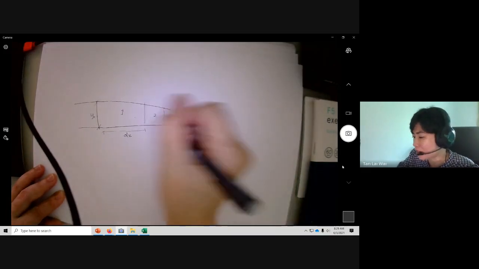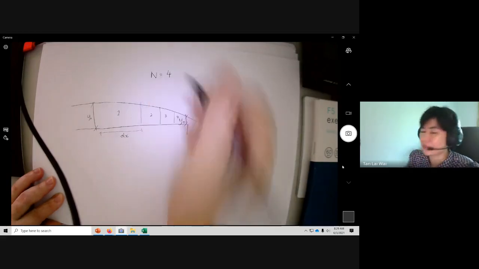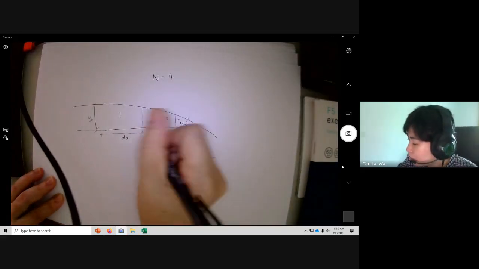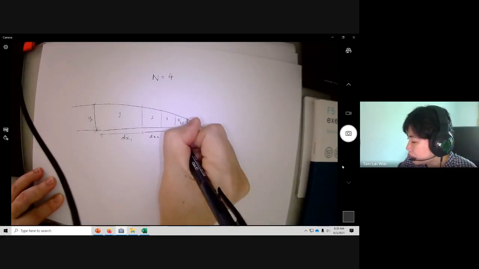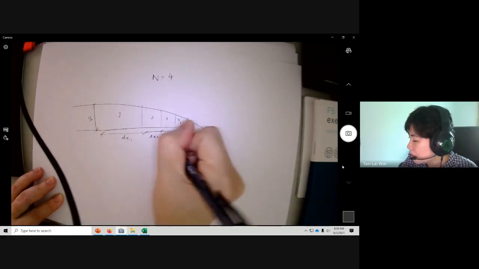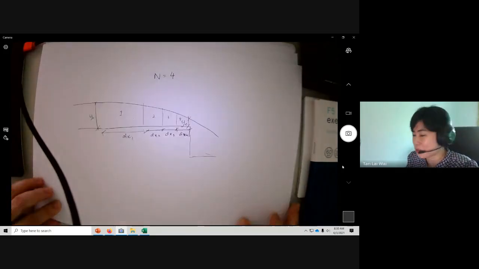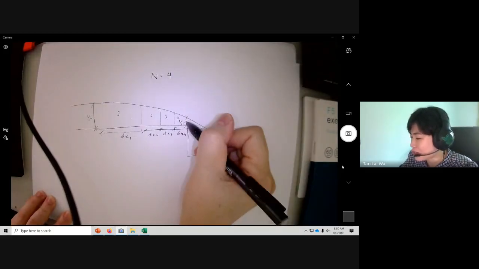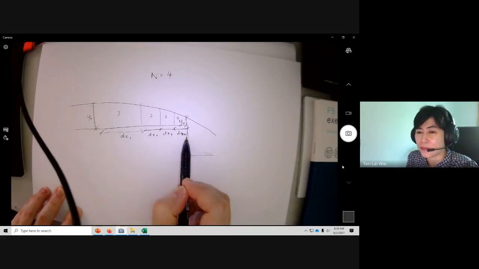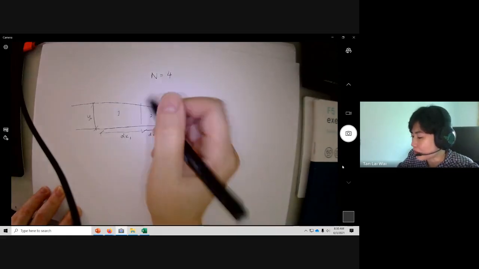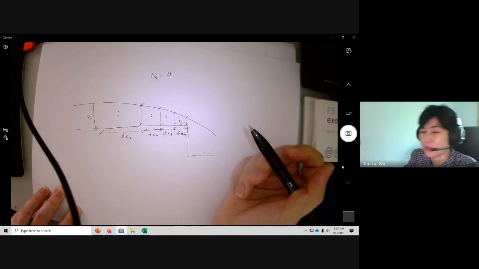So n is 4. There are a total of 4 parts, number of steps 4. So this is dx1, dx2, dx3, dx4. Those who are joining, just wait a second. Let me finish explaining this. Now 4 steps: dx1, dx2, dx3, dx4. Now our purpose is to find dx. Now this dy, how are we going to find this? Because I said this should be known.